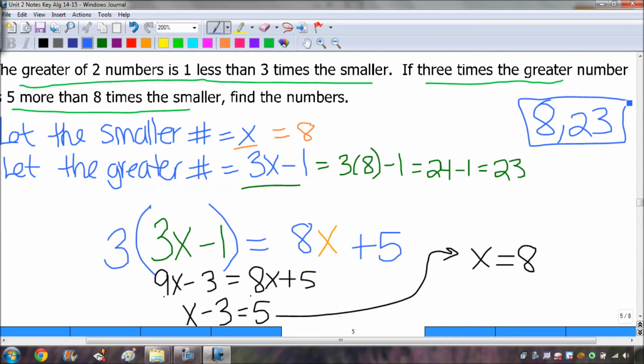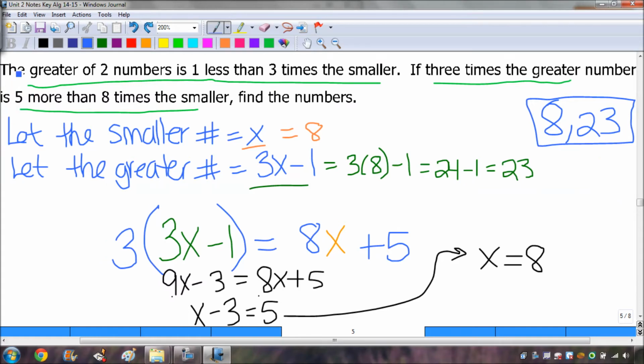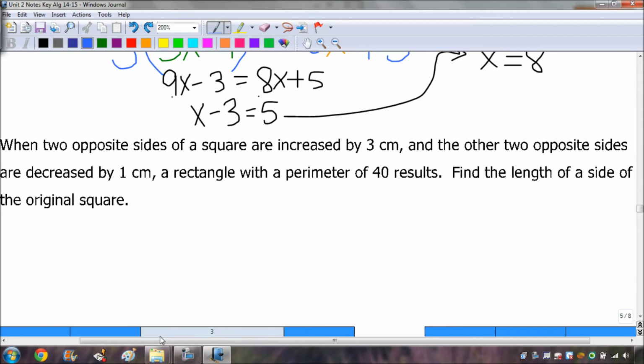But I want to really make sure that it makes sense, or that it checks. I'm not going to check it in the equation that I wrote because I could have written the equation incorrectly. I'm going to check it in what the word problem says. It says 3 times the greater number. So I'm going to take the greater number, which is 23, and multiply that by 3, so I get 69. Is that 5 more than 8 times the smaller? Well, 8 times the smaller is 8 times 8, which is 64. Then add 64 to 5, because it's 5 more, and you get 69, so it's the same answer. All right, so now we're going to take a look at number 4.